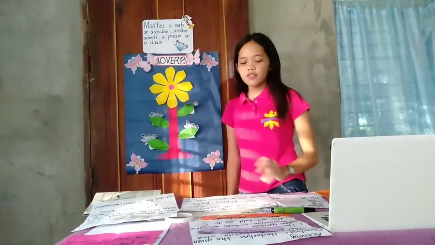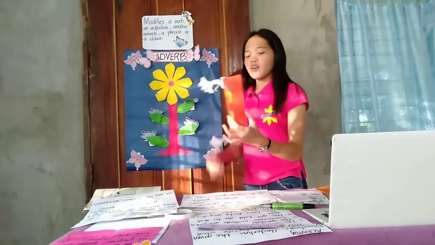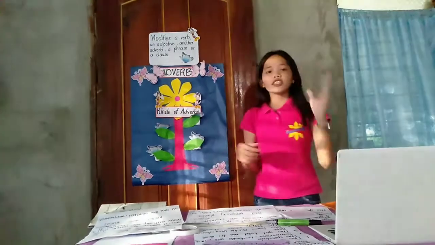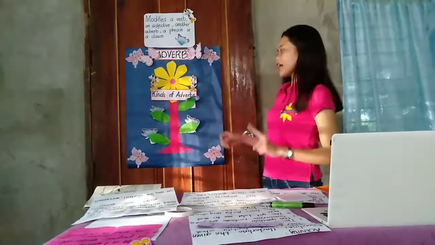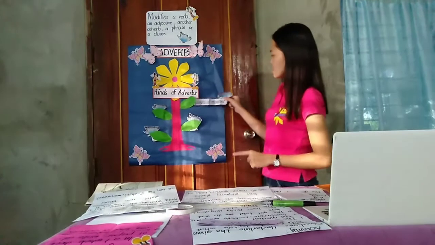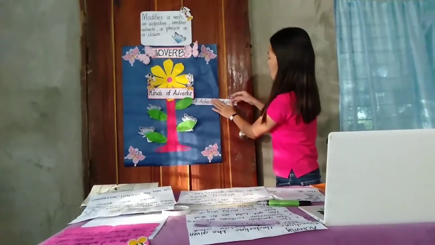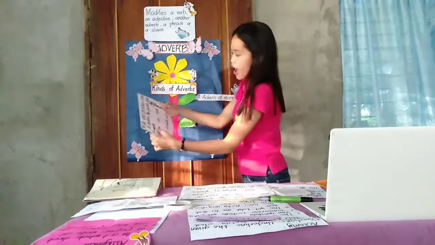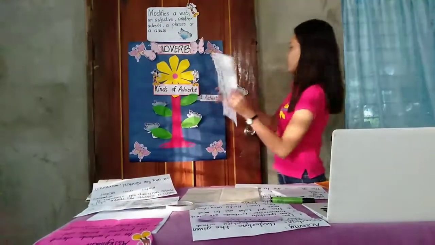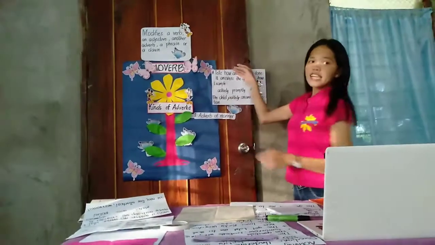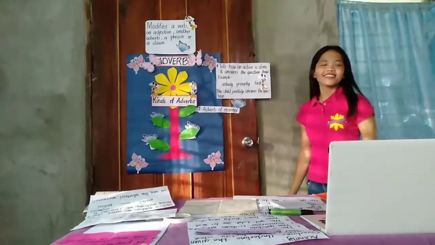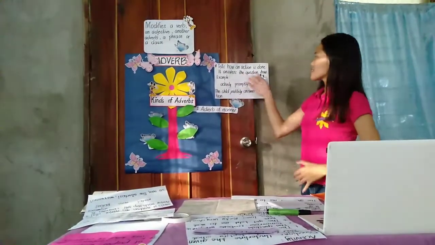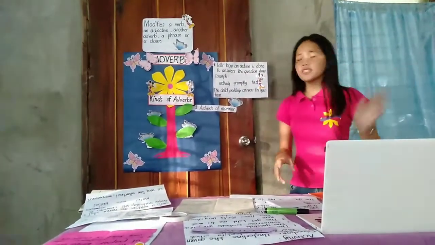Did you know that we have kinds of adverbs? Oh yes, we have 4 kinds of adverbs. Now let's first talk about the first kind of adverb. It is the adverb of manner. So what is an adverb of manner? An adverb of manner tells what? Yes, can you read, Emma? Thank you so much. It tells how an action is done. It answers the question how. Take note of the word how.